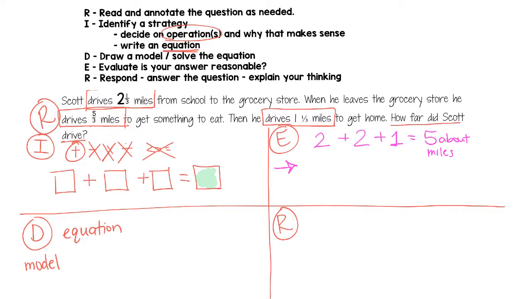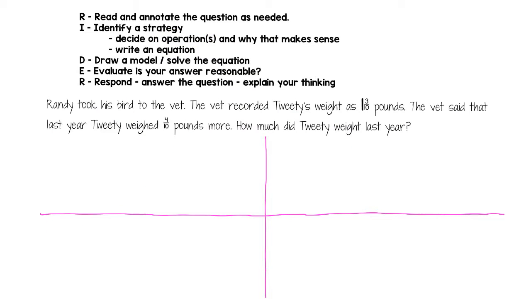And then lastly, we need to respond by answering the question. This question doesn't tell us to explain our thinking, so right now we're just going to answer the question. How far did Scott drive? Scott drove miles. Go ahead and do that. All right. Pause the video if you're not done and finish this problem. If you are done, let's continue to the back side. Now, I can see that this next problem is a word problem, so I'm already going to write RIDER.